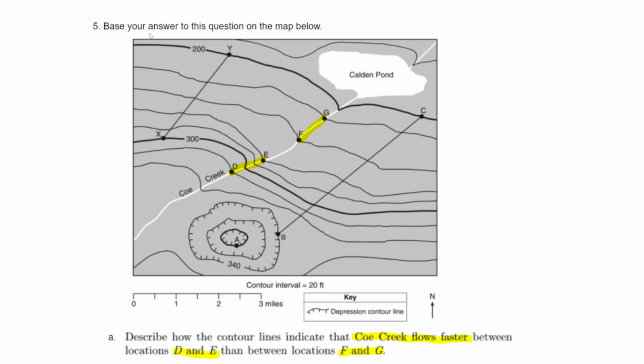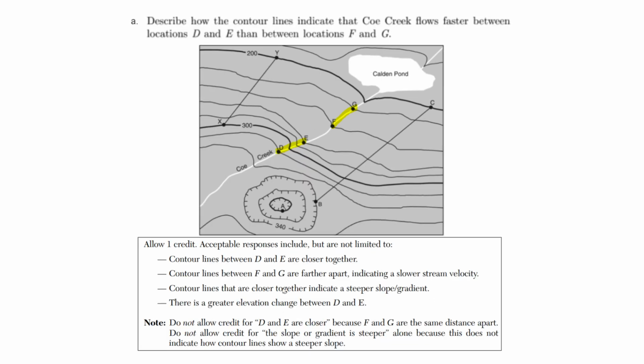Question number 5 is asking, base your answer to the question on this map below. A. Describe how the contour lines indicate that Coal Creek flows faster between location D and E than between locations F and G. So it's asking for how the contour lines are showing that. So we have to talk about the contour lines. And notice between D and E, my contour lines are closer together. And between F and G, my contour lines are farther apart. So these are your options for your answer.